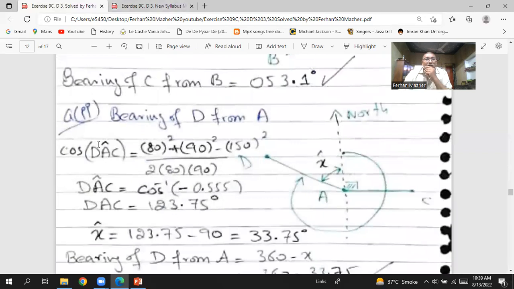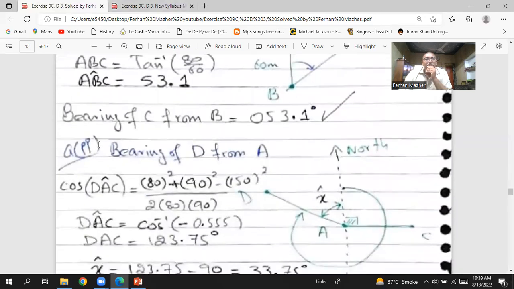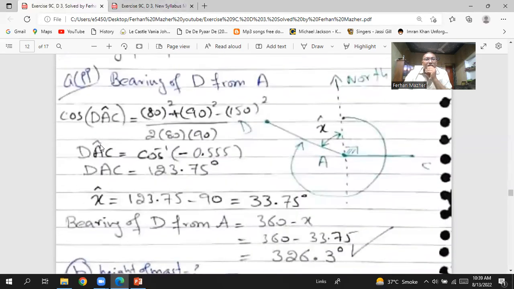Okay. So first of all, I will apply cos of DAC, and that will be 80 square plus 90 square minus 150 square in the numerator. In the denominator, we will write 2 multiply 80 multiply 90, law of cosine. So in your calculator, you will write 80 square plus 90 square minus 150 square equals, divide 2, divide 80, divide 90 equals.